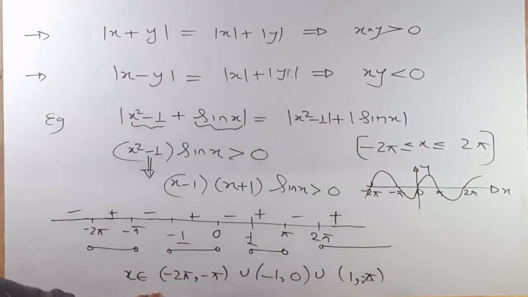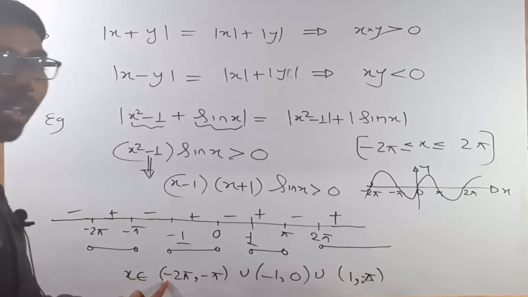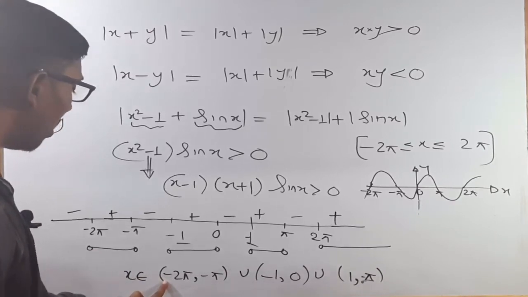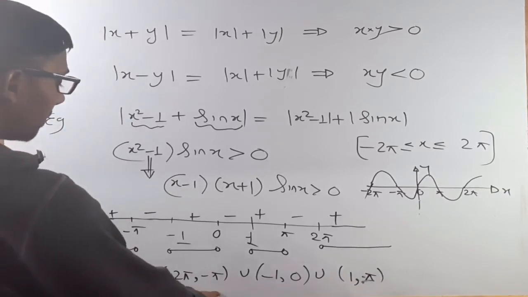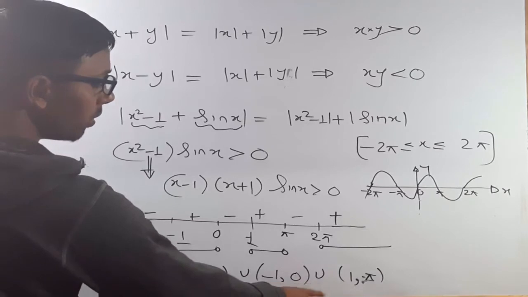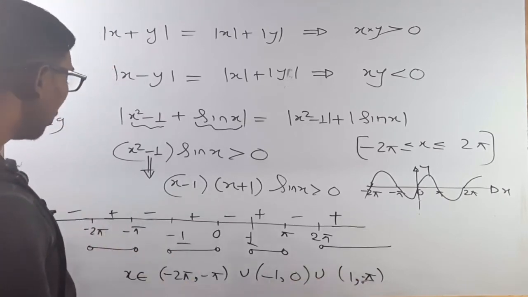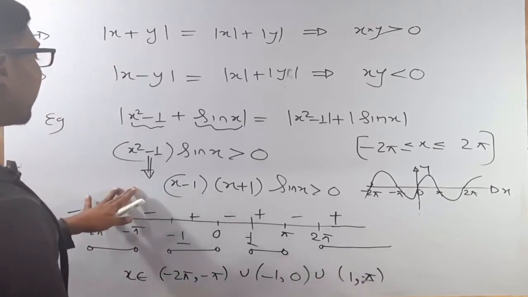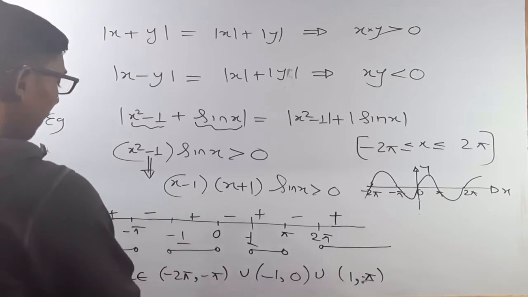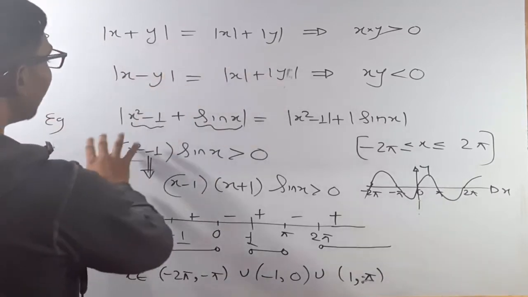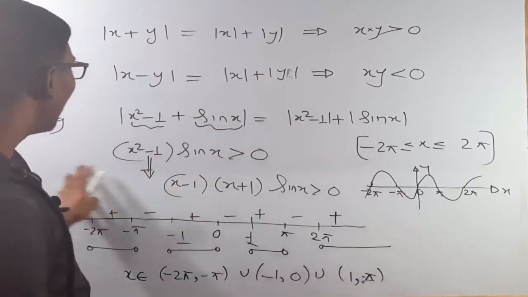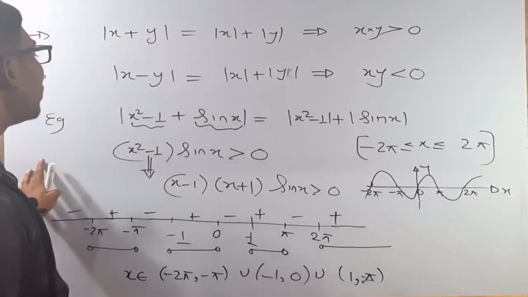We cannot take minus 2 pi, so we are not taking it, that's why I'm writing an open bracket, okay. So this is minus 2 pi to minus pi, union minus 1 to 0, union 1 to pi, okay. So these are the values of x for which this inequality is satisfying, okay. So this is how we can collect the values of x, okay.